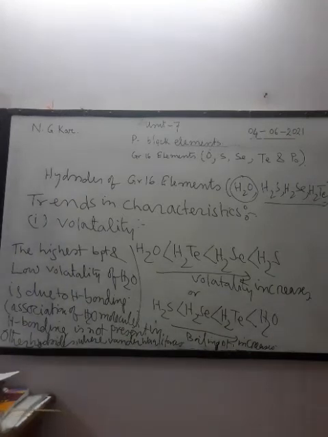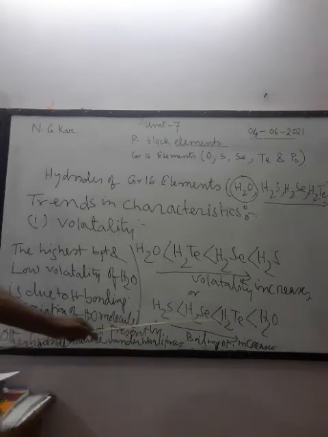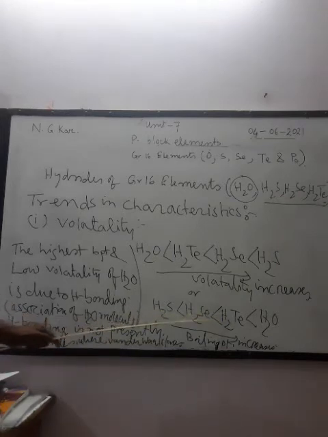So the highest boiling point among hydrides of group 16 is water, due to hydrogen bonding, where association of water molecules takes place. So this is the highest boiling. Hydrogen bonding is not present in the other hydrides, so the intermolecular force there is van der Waals force. Van der Waals force depends on size and mass. Size and mass are highest for H2Te, then H2Se, and least for H2S.